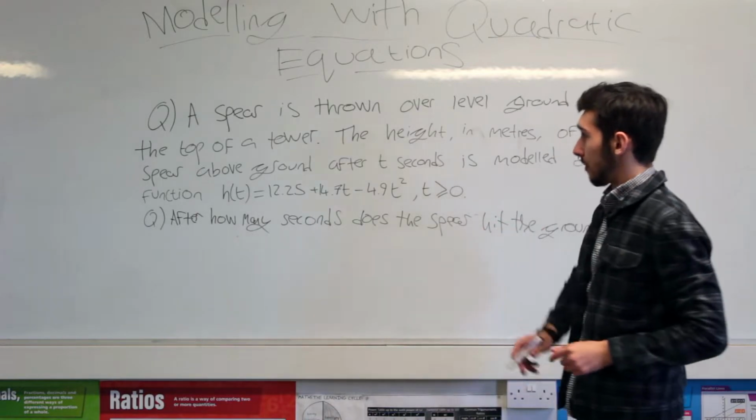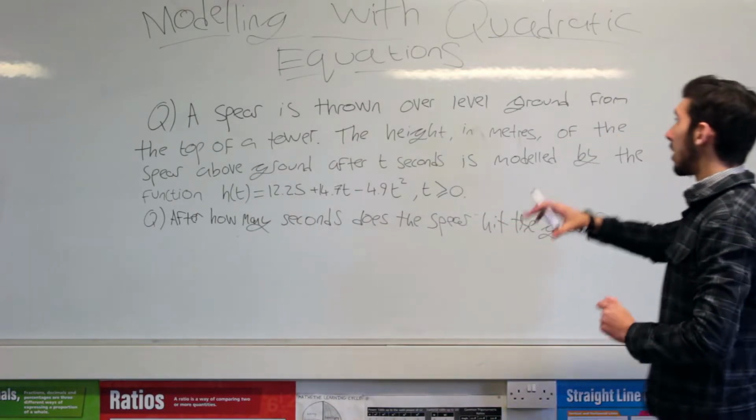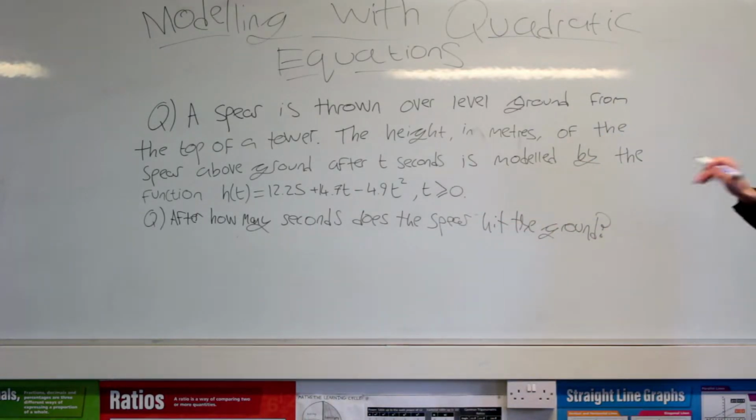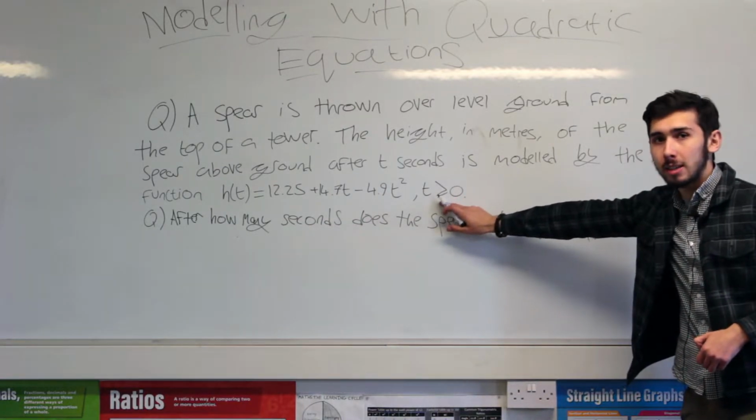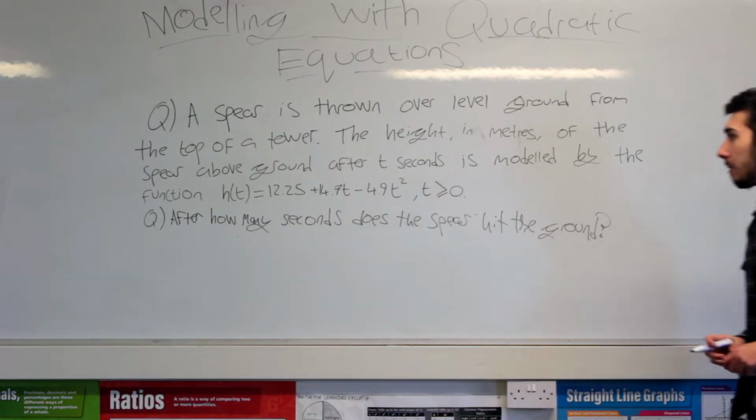So here's the question. If you can't read my handwriting, which is not very good, I'm going to stand over here just so you can read it. A spear is thrown over level ground from the top of a tower. The height in meters of the spear above ground after t seconds is modelled by the function h of t equals 12.25 plus 14.7t minus 4.9t squared, where t must be greater than or equal to 0, okay?